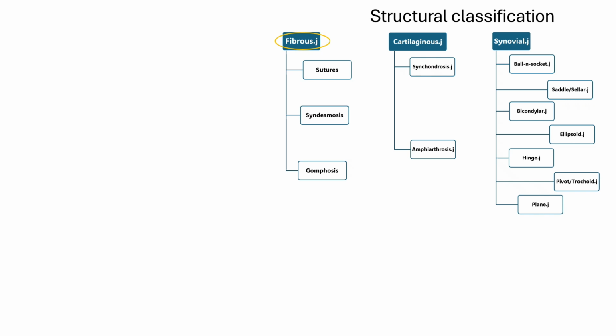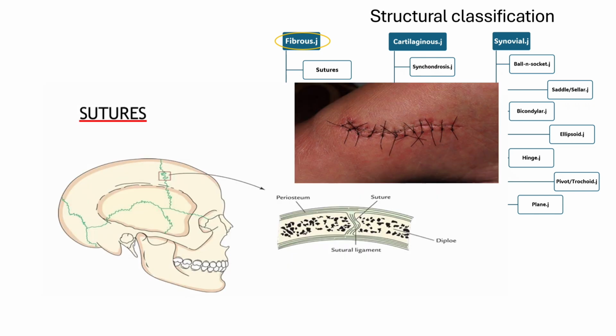Now coming to sutures, the sutures are found between the bones of the skull. Bones are joined by sutural ligament and there's essentially no movement. Remember that sutures are synarthrotic, they are immovable and they're unique to the skull.